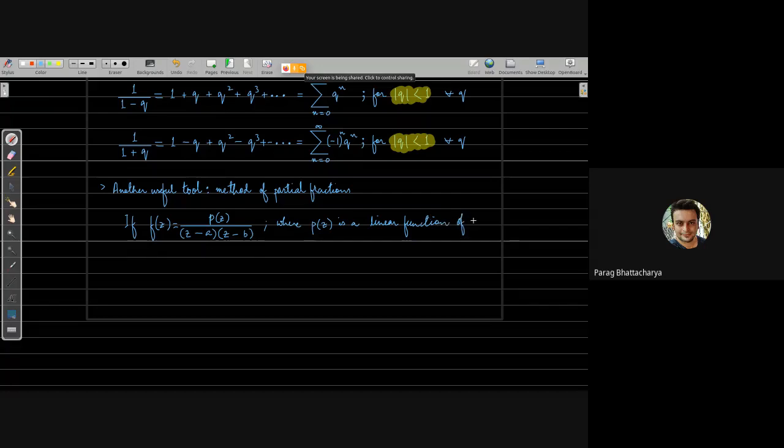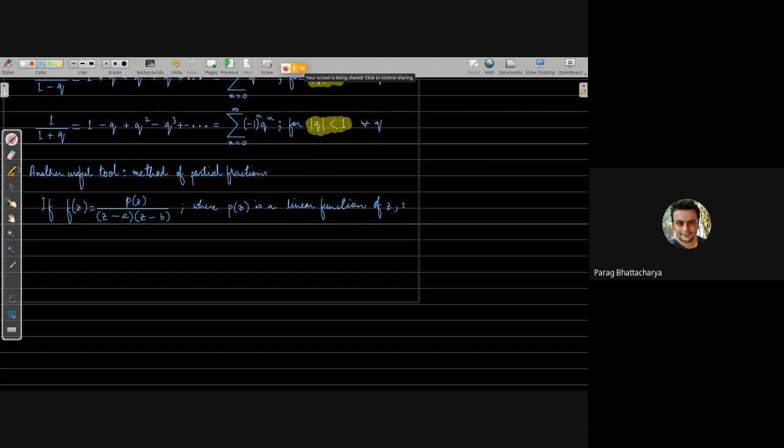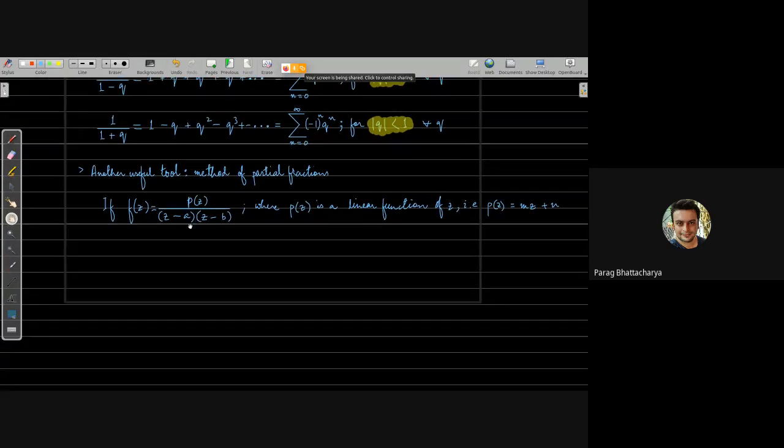What is the meaning of linear function? Linear function means it's a polynomial with degree 1. So this p of z is written as, let's say, mz plus n. The rule is that you can use partial fractions if both numerator and denominator can be written as polynomials, and the degree of the numerator is 1 less than the degree of the denominator. Okay, I'll mention that.